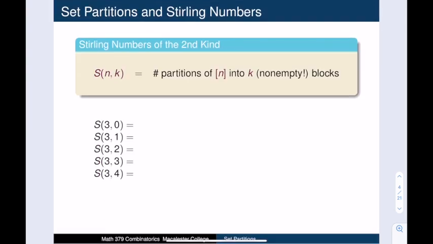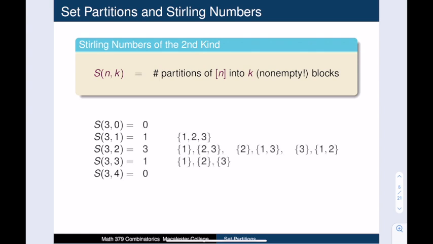We can now define the Stirling numbers of the second kind. S(n,k) is the number of ways to partition the set of n things into exactly k blocks. So just as in the previous slide, we classified the set partitions according to the number of blocks in the partition. Let's calculate the Stirling numbers for the set of size 3. There are a total of 5 set partitions for the set {1, 2, 3}. There's 1 set partition with 3 blocks, 3 set partitions with 2 blocks, and 1 set partition with 1 block.